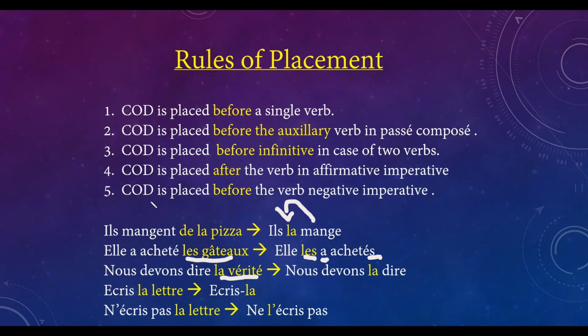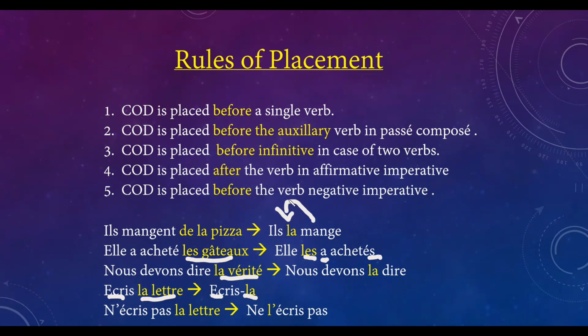Next one. The COD is placed after the verb in affirmative imperative. So if you're using imperative, for example, écris la lettre. So la lettre is the object here, écris is the verb. So you will replace la lettre, which is feminine singular, with la. But here you can see it's imperative. Therefore, you will use a hyphen to join the verb and the COD pronoun. Écris-la. That's how it is placed.